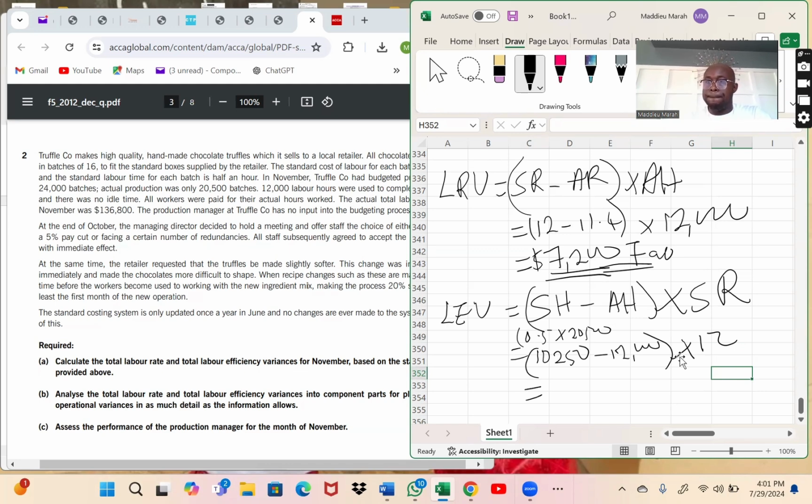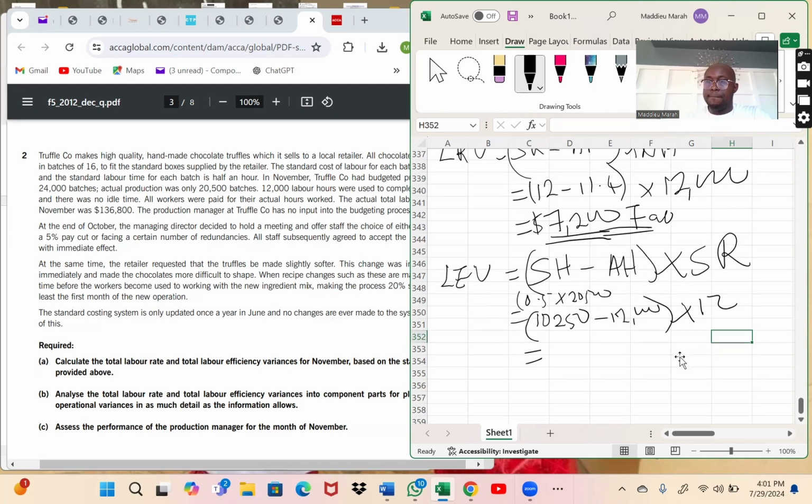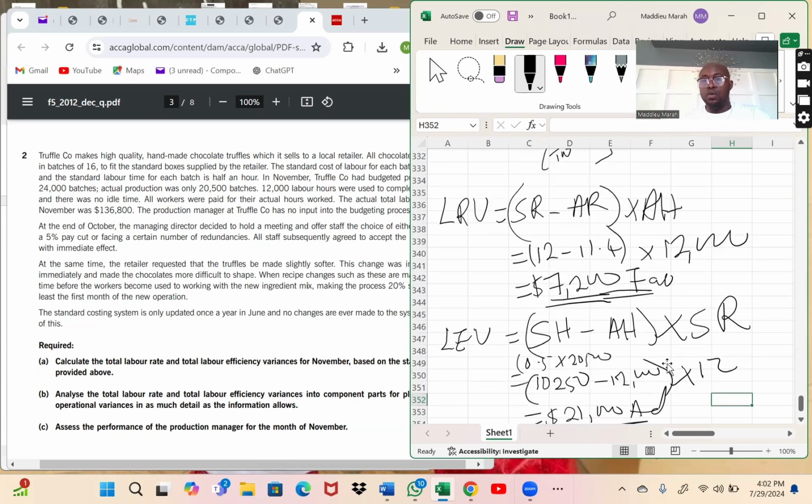Favorable or adverse? Very good. Adverse variance, because our standard hours were 10,250, but we actually took 12,000 hours. So 10,250 minus 12,000 multiplied by the rate of 12 gives 21,000 adverse. Any question? So we are done with the basic variances.